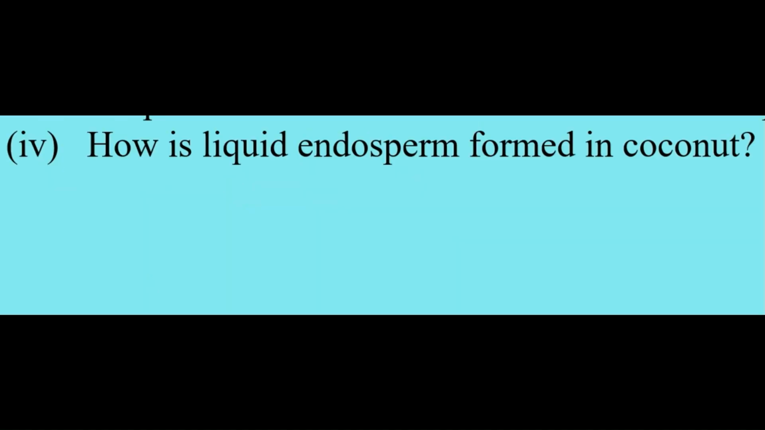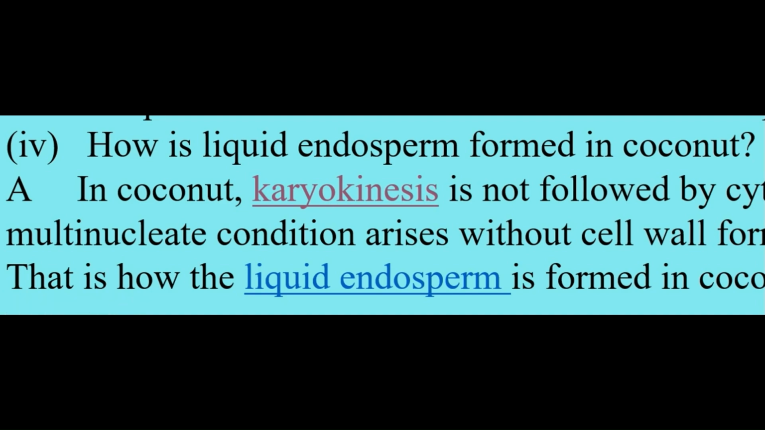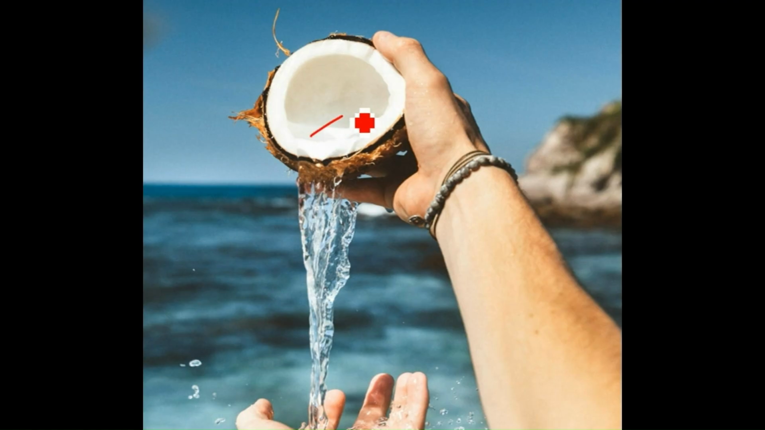Fourth part of the question, how is liquid endosperm formed in coconut? In coconut, karyokinesis is not followed by cytokinesis. As a result, multinucleate condition arises without cell wall formation, which means that nuclear division is not immediately followed by cell wall formation. That multinucleate condition will result in endosperm, which is liquid. So there will be liquid endosperm formed in the coconut. So this is that liquid endosperm.